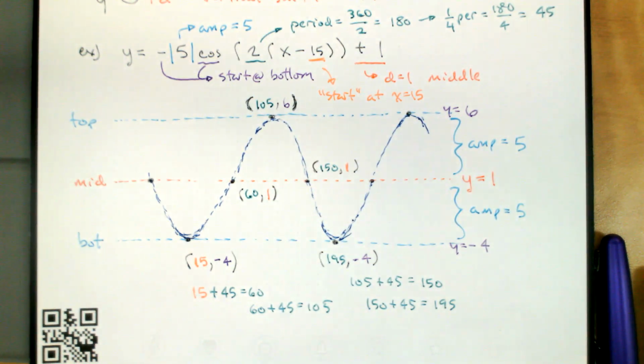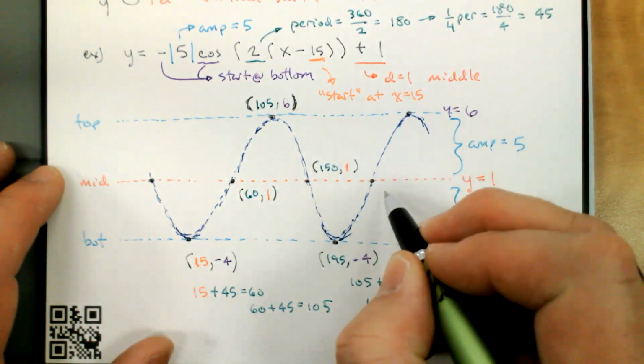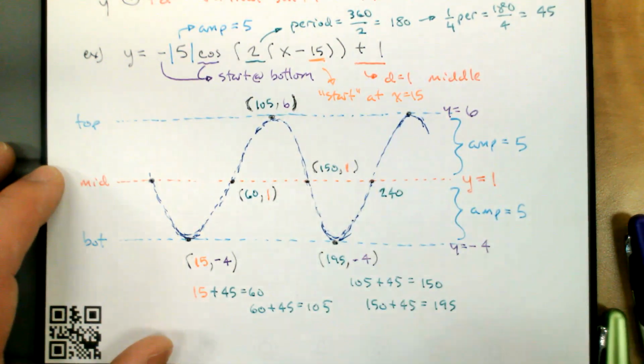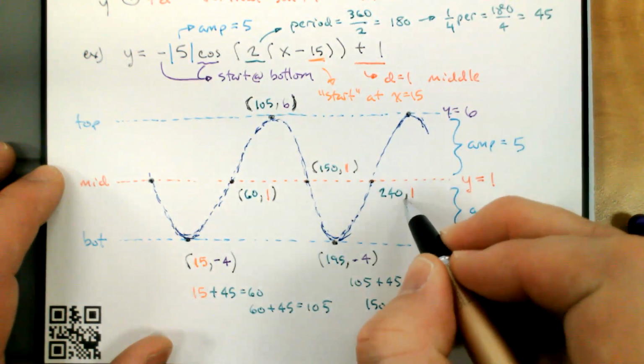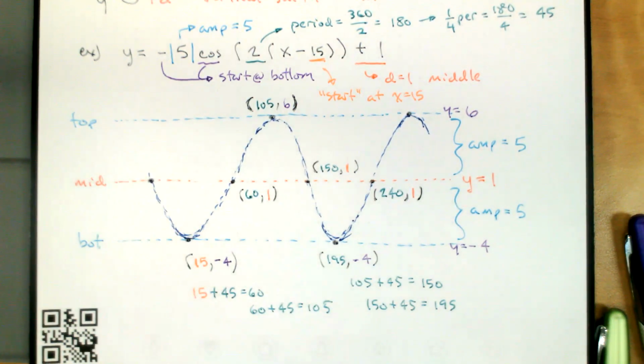If I went on and found some more points, if I take the 195 and add another 45, we'd be at 140. Sorry, 240. Back at the middle. So we'll be at another point where it's the middle going up.